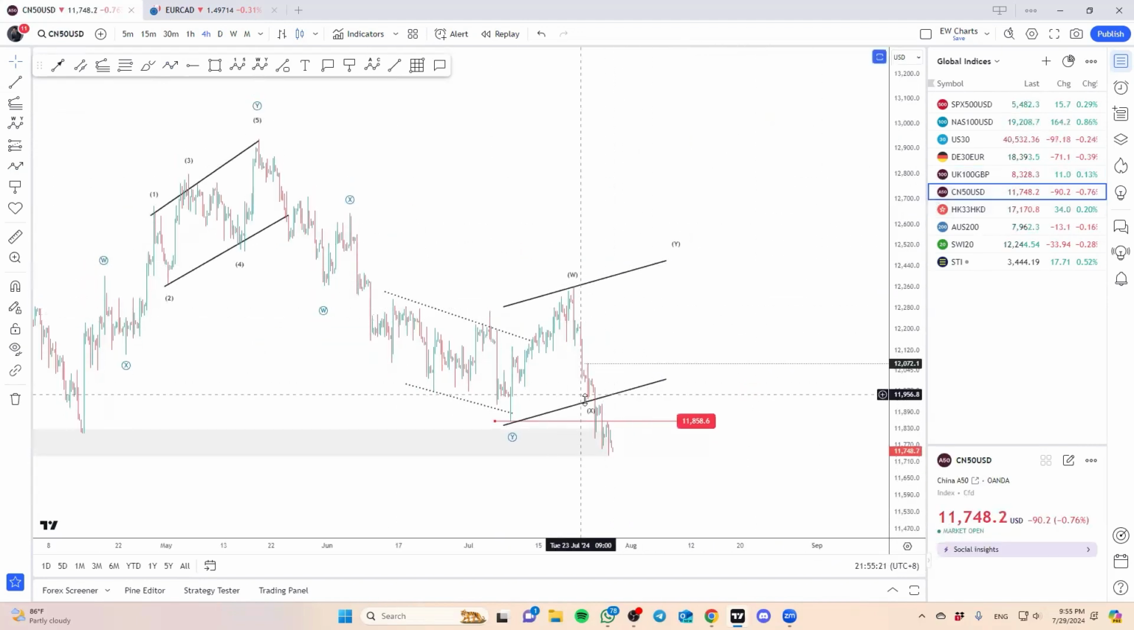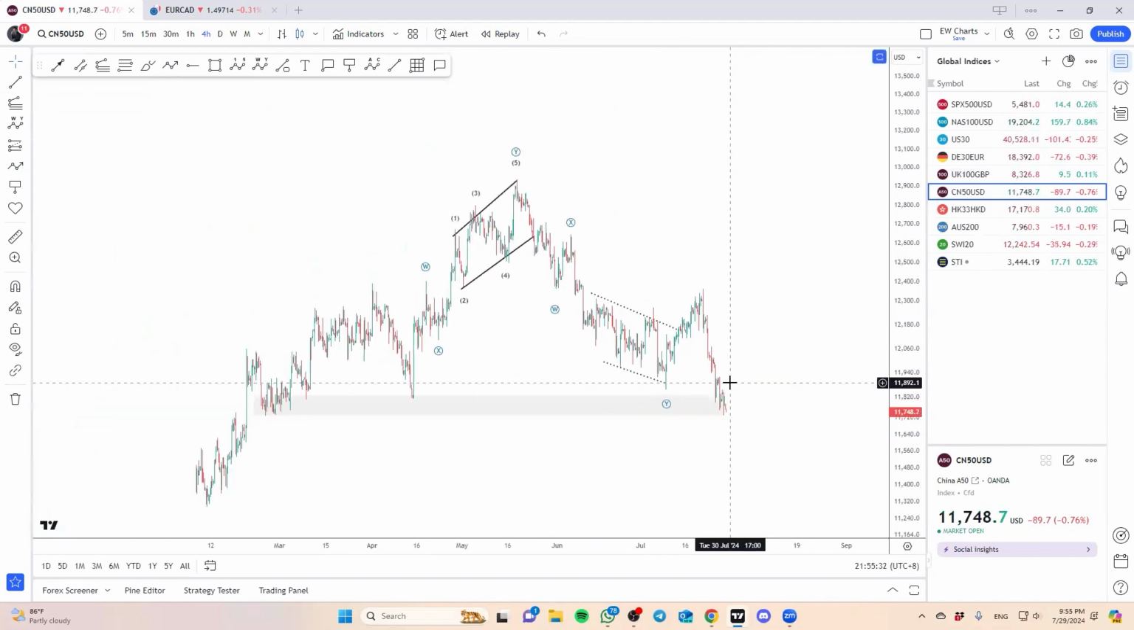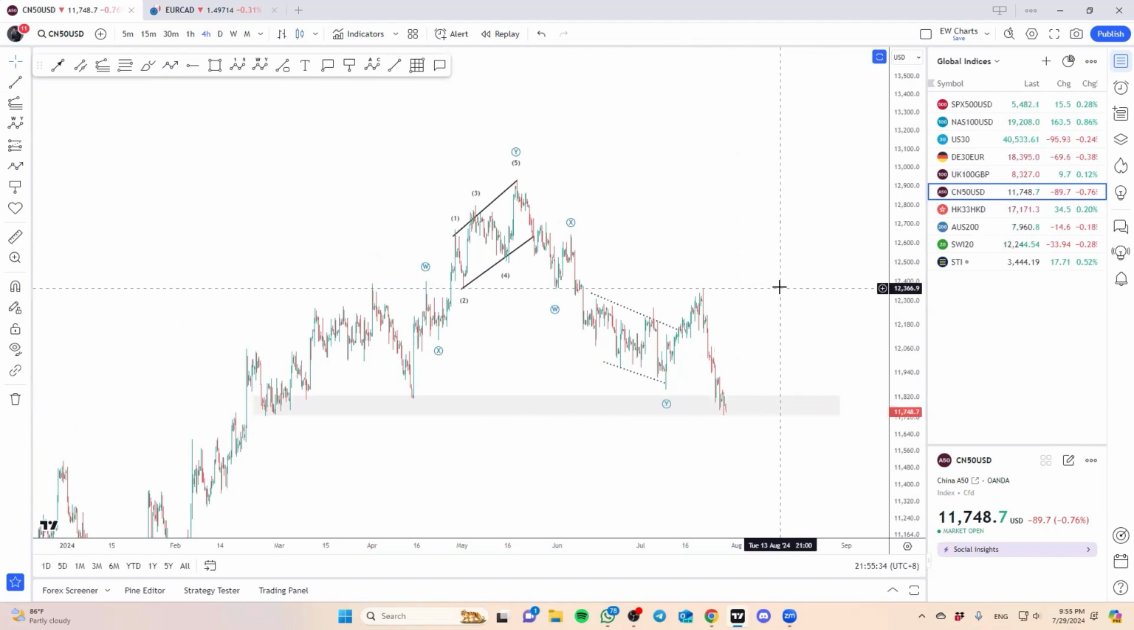A50, we didn't really get that move back up. You can see that's the confirmation kind of area. So we didn't get that, and the market kind of bounced back lower. Let me just readjust this a little bit and see what's the clearest structure as of now.